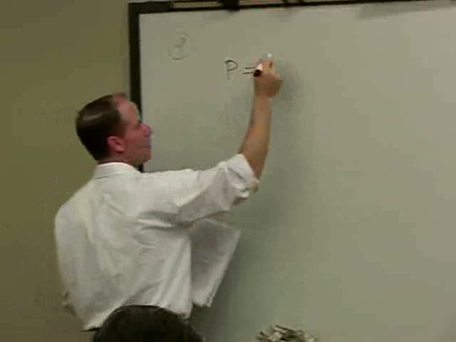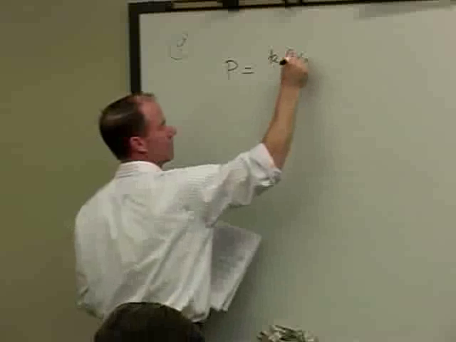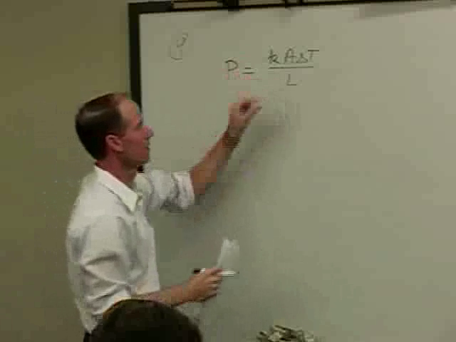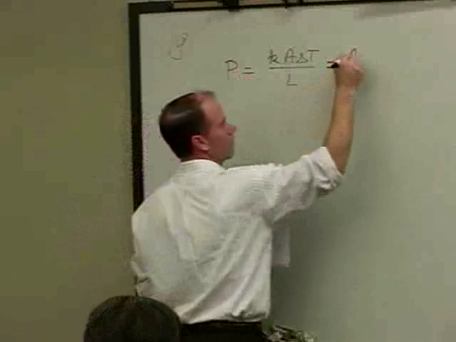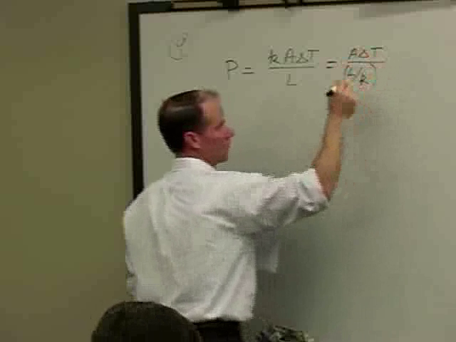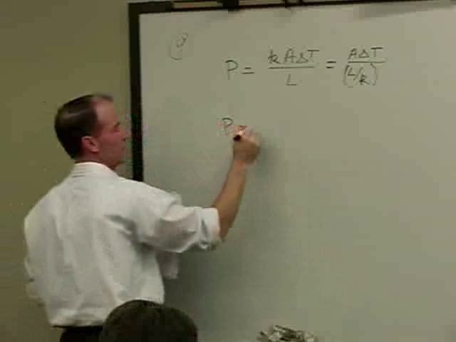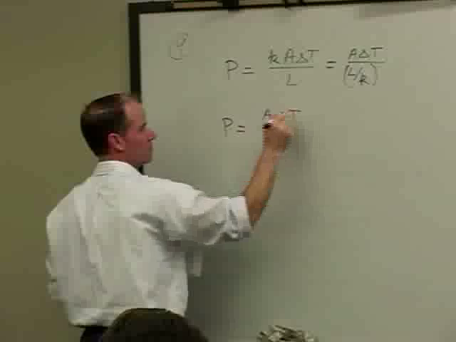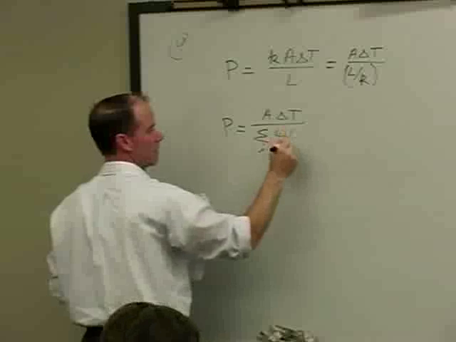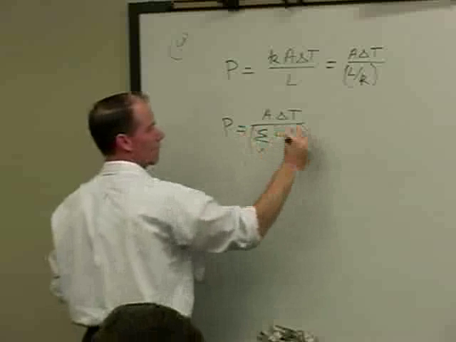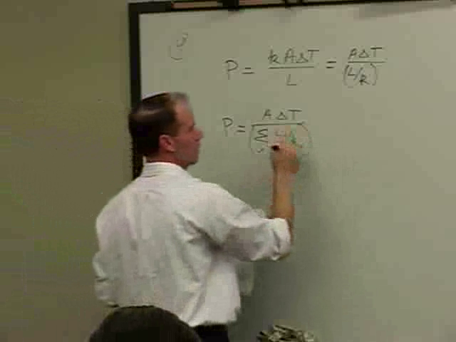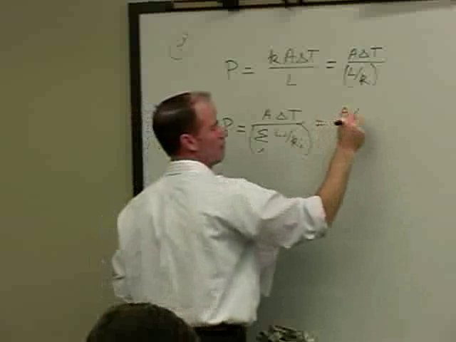Normally, power for one surface would be kAΔT over L. But if we have multiple surfaces, we're going to divide by k, or we could write this like this. So for multiple surfaces, power would equal area times change in temperature over the summation of all of our surfaces divided by thermal conductivity, or these values are R values.